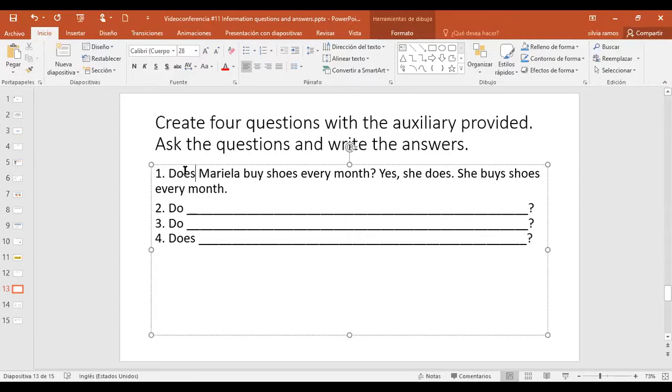I have does, third person singular, the verb, and the complement. And then I have short answer and then the complete answer here. Okay, so we're going to give question, short answer, and complete answer. Is that clear on what we're going to do?